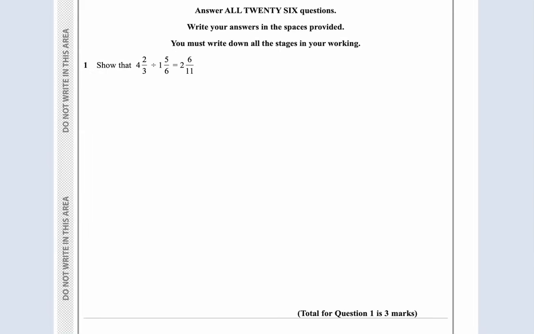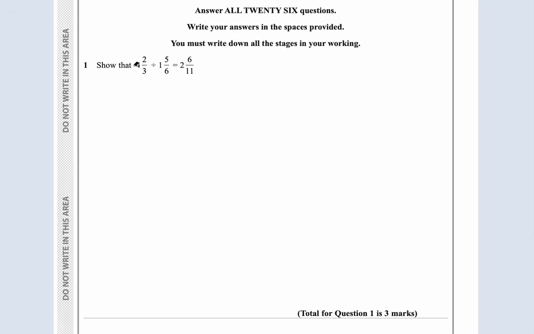Hi guys, this is January 2023, paper 2HR. So first question, show that this divided by this equals this, right guys? Definitely, first thing to do is turn our mixed numbers into improper fractions.